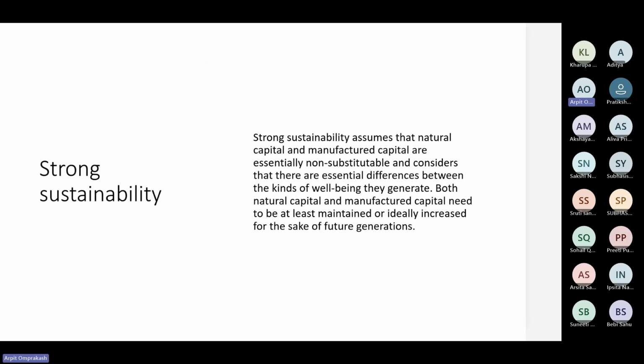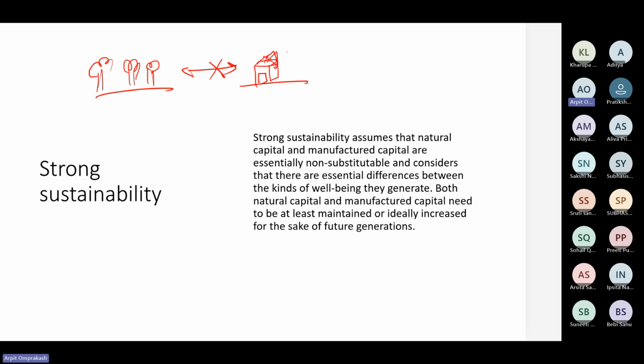So now we look at strong sustainability. Strong sustainability assumes that natural capital and manufactured capital are essentially non-substitutable and considers that there are essential differences between the kinds of well-being they generate. So what this means is, according to strong sustainability, let's say you have the forest, right? And you're planning to convert it into a house. Strong sustainability says that these two things are not substitutable.